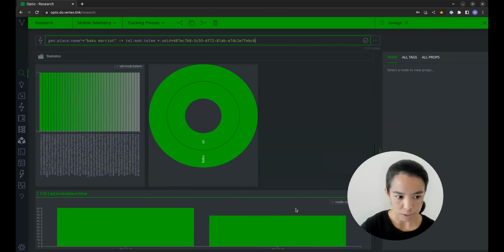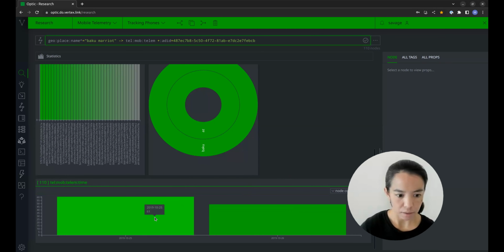I would also want to look down at the timeline and see the days that the phone appeared. It looked like it was on the 25th. So it was the day after the conference at Sochi ended, and then the 26th. So they were there for 2 days.